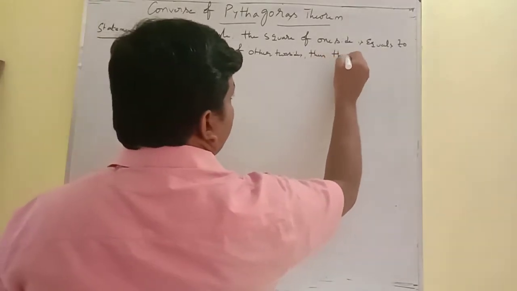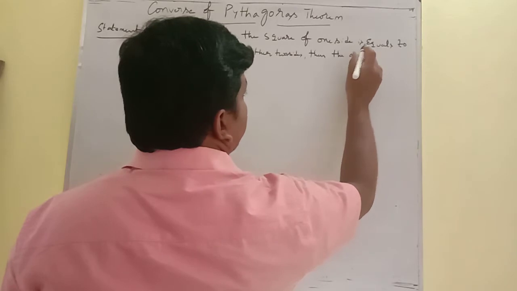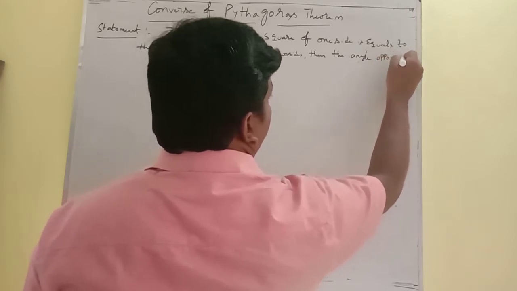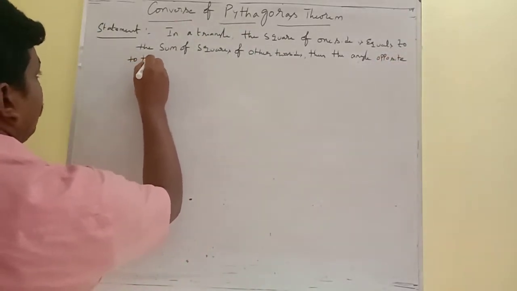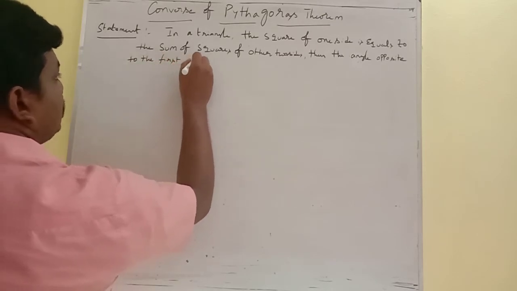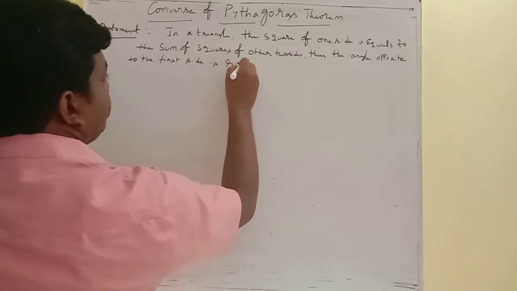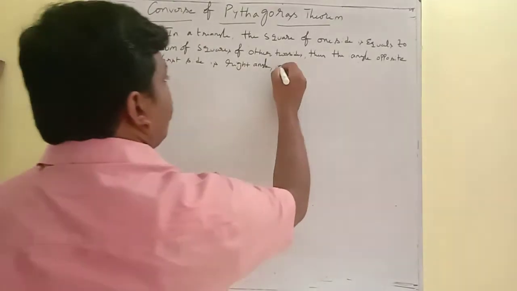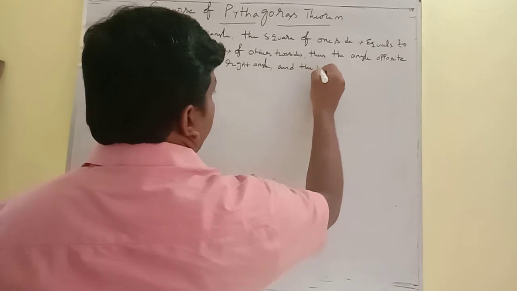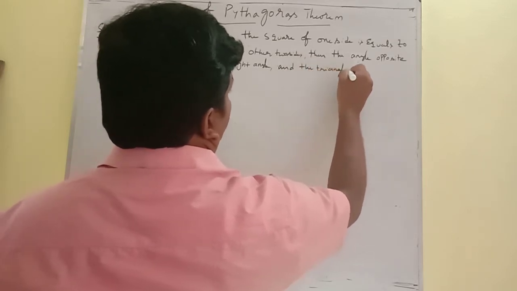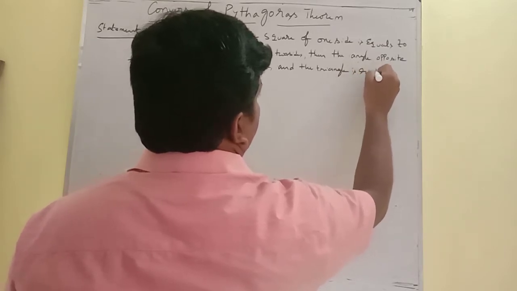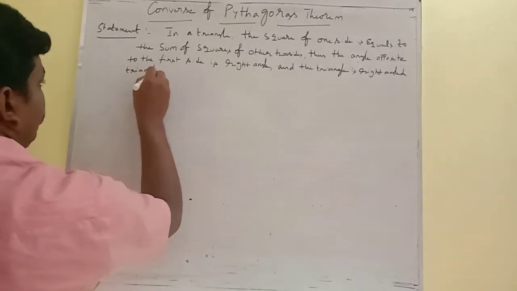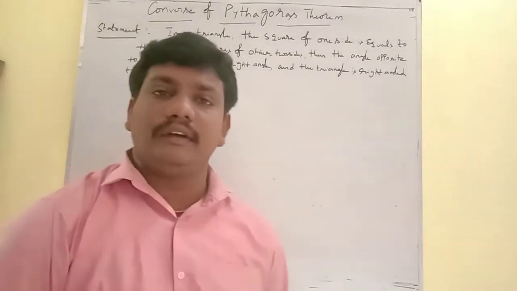Then the angle opposite to the first side is a right angle, and the triangle is a right angle triangle. So this is the statement of the converse of Pythagoras theorem.